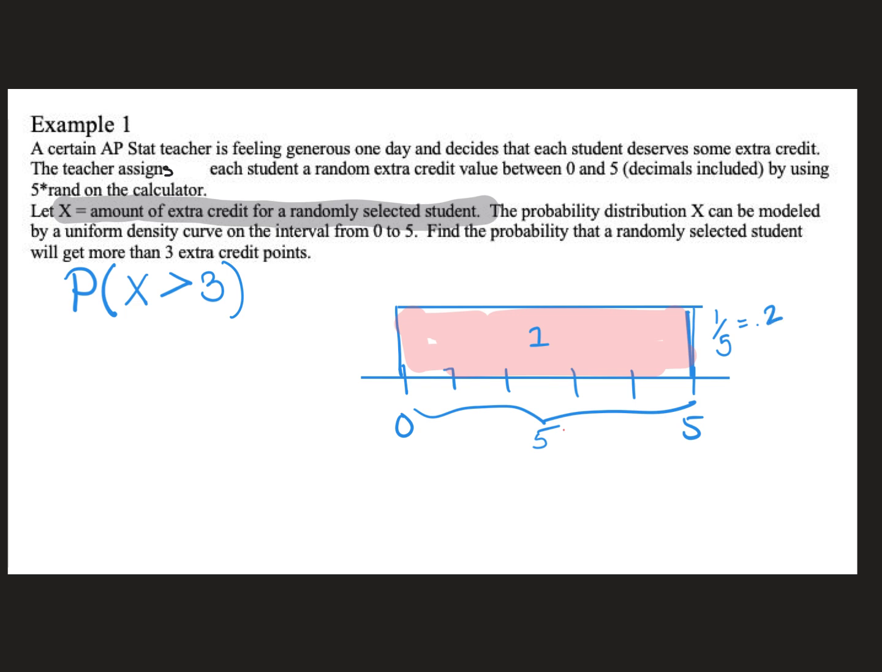And now we're asked, what's the probability of getting 3, and here would be 3, or higher than 3? So that would be this green region in here. So how do I get that probability? Well, that would be equal to a length of 2 units times 1/5, which would be 2/5, or 0.4.